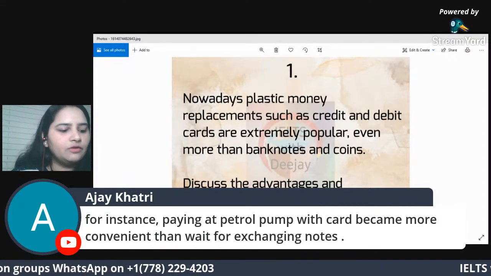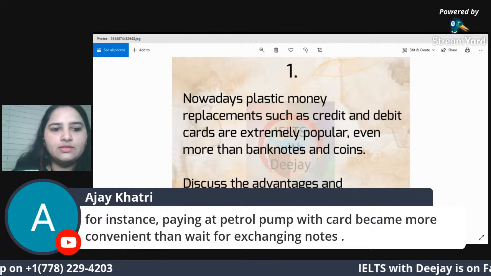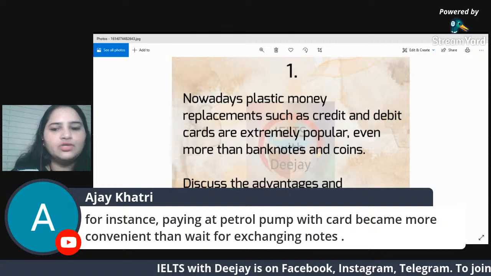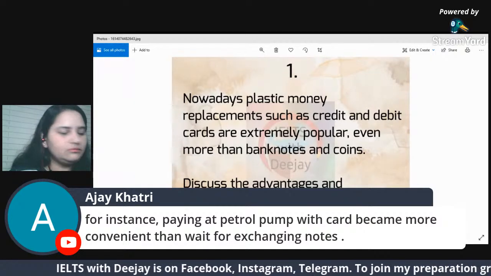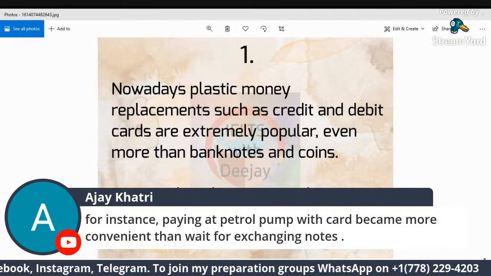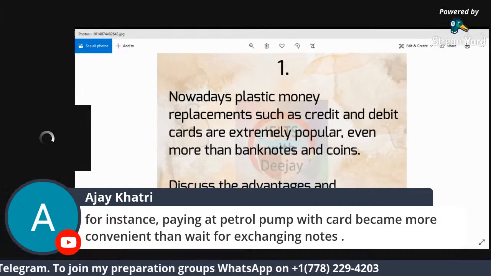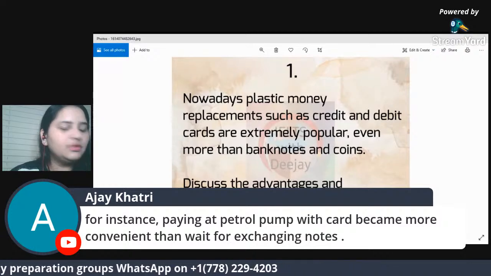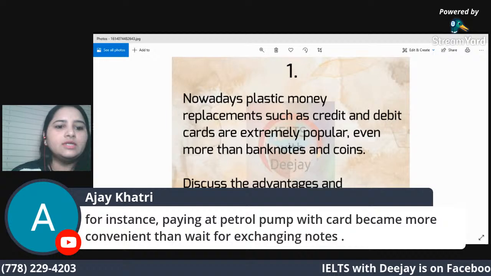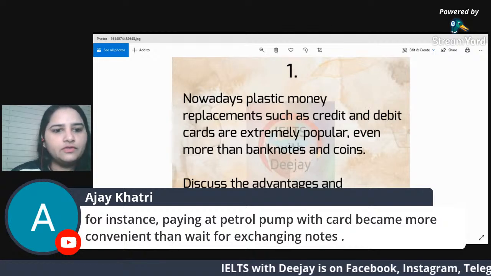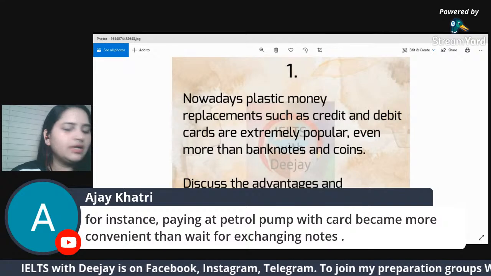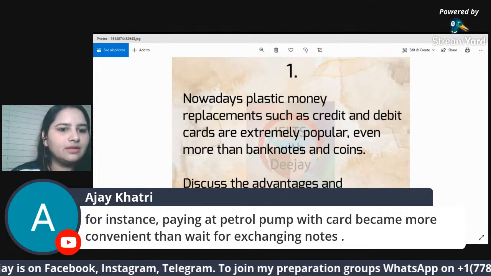Here you can give the example of the COVID times, that in the coronavirus period it was advisable that we should use plastic money. So you can write an example like that also, that in the corona times it is advisable that we should use it because it is stopping the spread of this virus. Do not write it in the main idea, but in your example you can write.